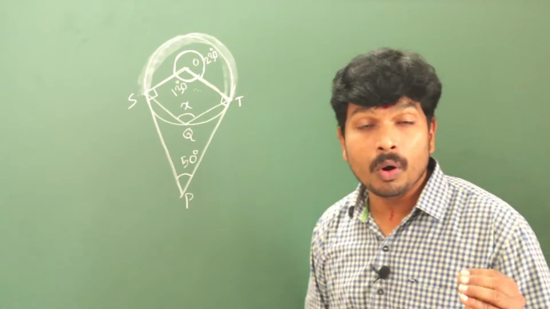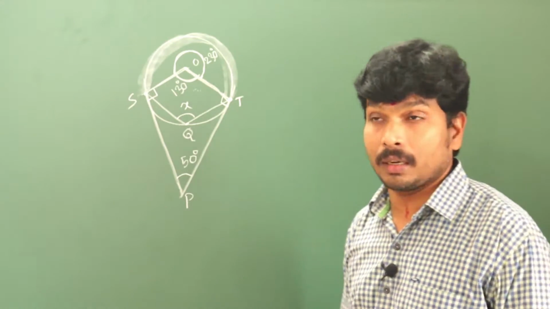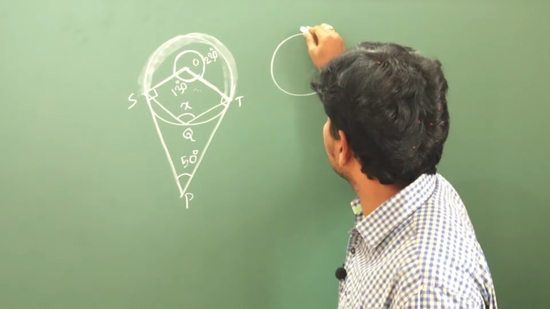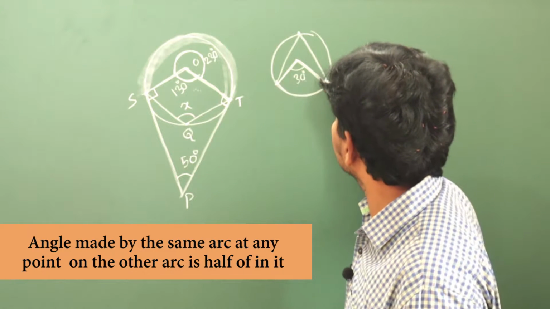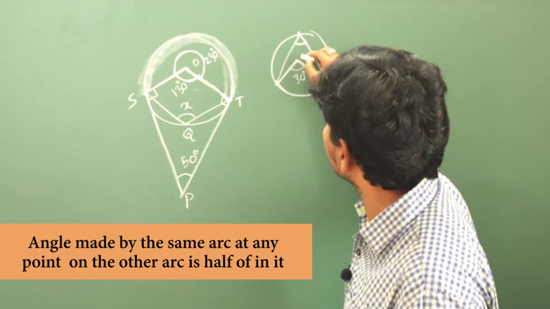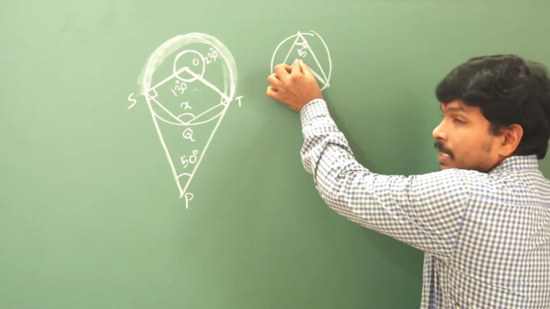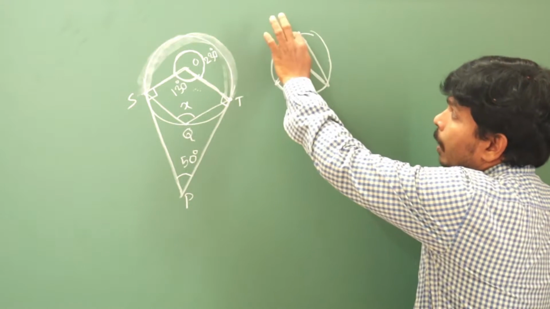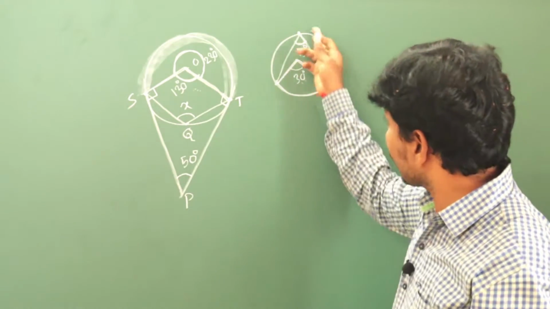Observe, here one more basic property is there. You have learnt it in a previous class. Okay, and it is the basic point only. What is it? The angle made by the same arc at any point on the other arc is half of it. And it is 2 times, means it is 15 degrees. An arc makes an angle at the center that is double the angle made by the same arc at any point on the remaining part of the circle.